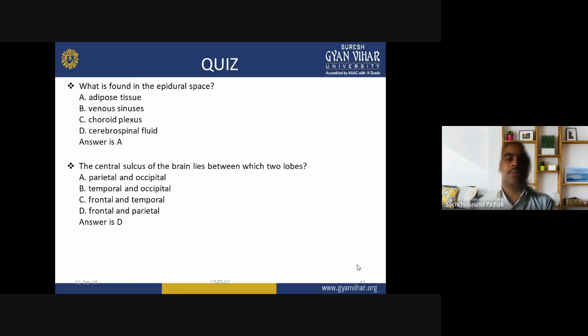What is found in the epidural space? It is adipose tissue, venous tissue, choroid plexus, or cerebrospinal fluid. So it is the adipose tissue. Answer A is correct.